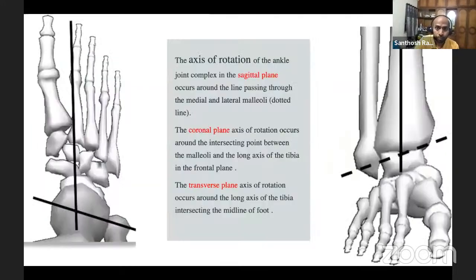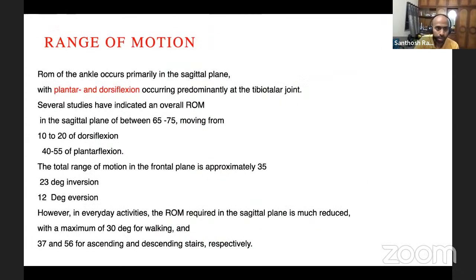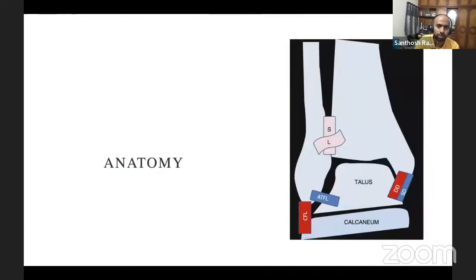So this is what I was talking about. This is the coronal plane of rotation, it is between the malleoli and the long axis of tibia. That is to your right. And the transverse plane is where the midline of foot intersects with the long axis of tibia. These are the various ranges of motion.